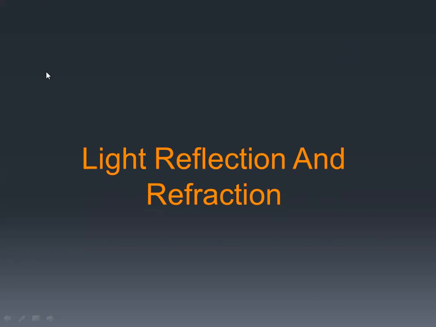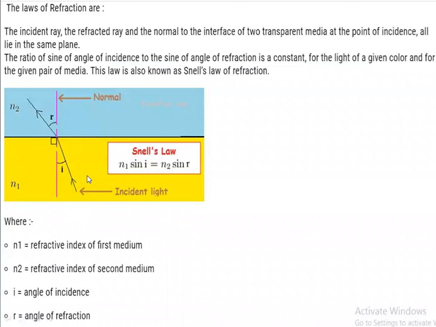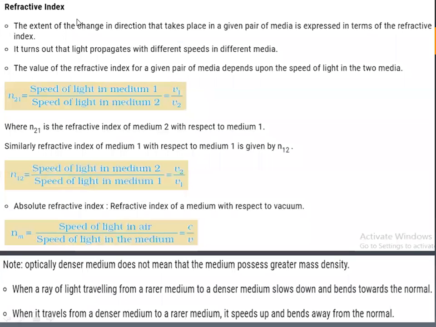Before that, a small recap of the previous videos. Light refraction: the change in the path of light from one medium to another medium is called light refraction. We have already seen the laws of refraction. The ratio of the sine of the angle of incidence to the sine of the angle of refraction is a constant, that is called Snell's law. And we have already seen refractive index and absolute refractive index.